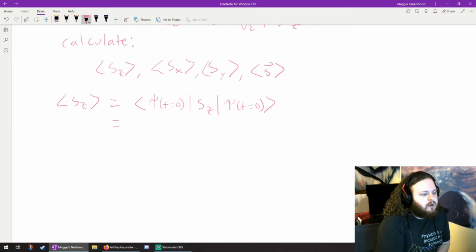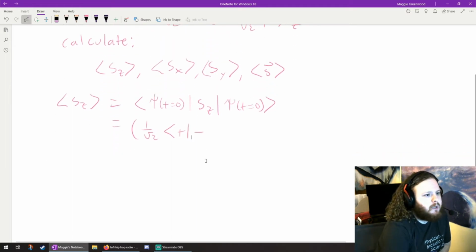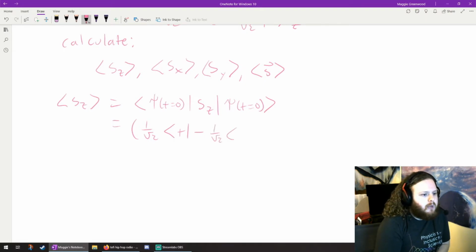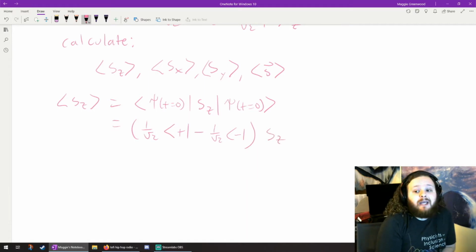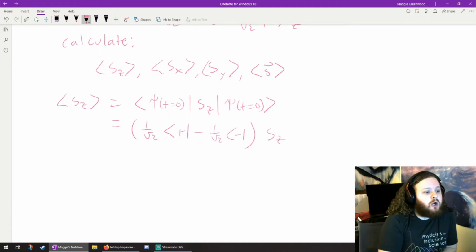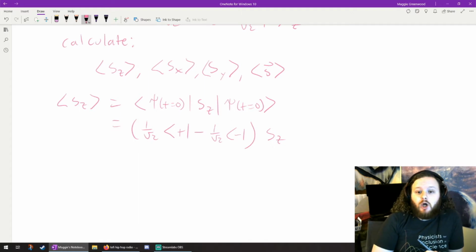So I'm going to plug in the kets that represent my state. So I had a 1 over root 2, and I need a bra because I have a bra sitting here. So plus, minus, I was doing minus, right? Yeah, minus. Minus 1 over root 2, minus ket, SZ. And be careful, these coefficients out here would be complex conjugated if they were complex.